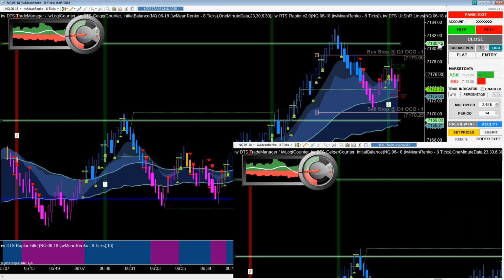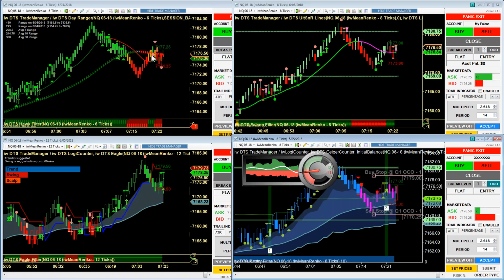Okay, we've got a green bar sell going on here on the Hawk. So essentially the same type of setup as what we're seeing here on the Raptor.